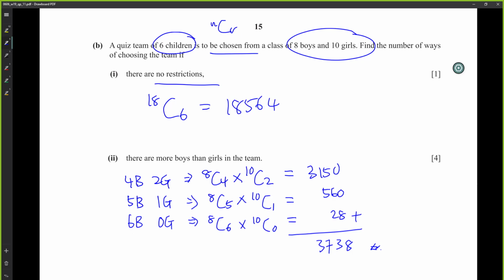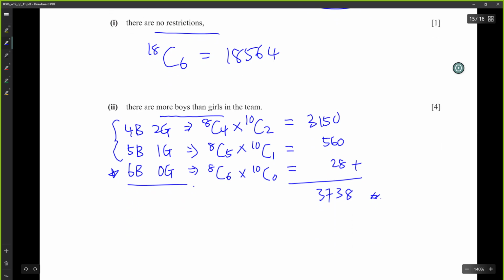Okay, a bit tricky. I think it's about the last one because they say more boys than girls, right? Because more boys than girls, it sounds like you must have a girl there, then only you can do the comparing, right? But in IGCSE, if they say like this, they can accept 6 boys with 0 girl. It still considers 6 is bigger than 0. It's kind of mathematical thinking. Yeah, 6 is bigger than 0, right? So they can still accept the last one. Because a lot of students will only do these 2. So you must be very careful for this kind of questions.